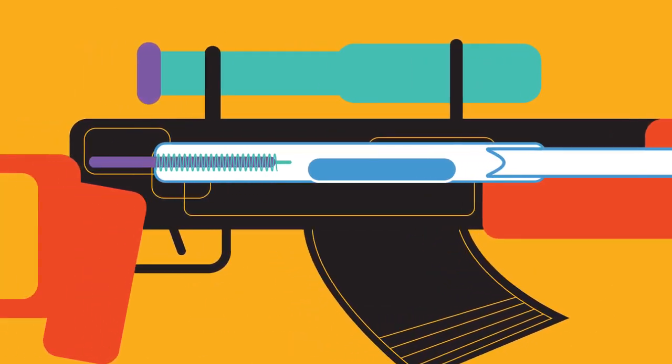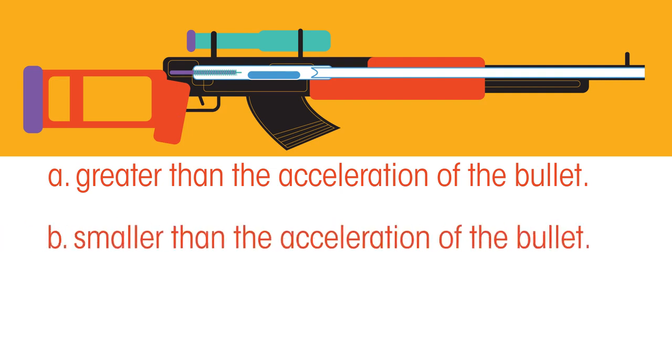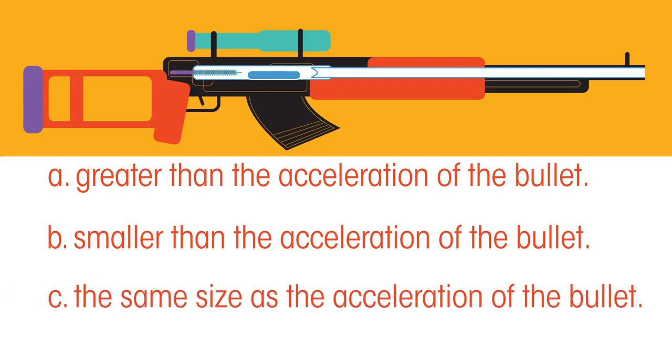The acceleration of the recoiling rifle is A, greater than the acceleration of the bullet, B, smaller than the acceleration of the bullet, or C, the same size as the acceleration of the bullet. Pause the video while you work it out.